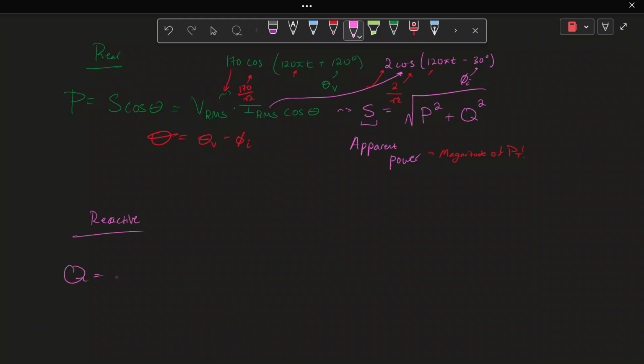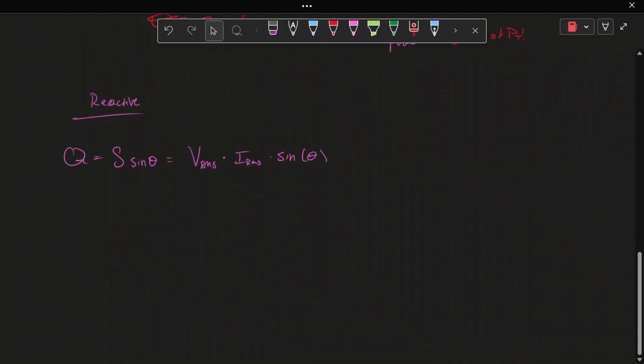So Q is going to be equal to the apparent power, S, times sine of theta. So it's the same thing, the RMS voltage times the RMS current times the sine of the angle between them. Same thing, the theta's representing the same thing, and we'll be able to solve through the exact same way I showed you here up in the real part.